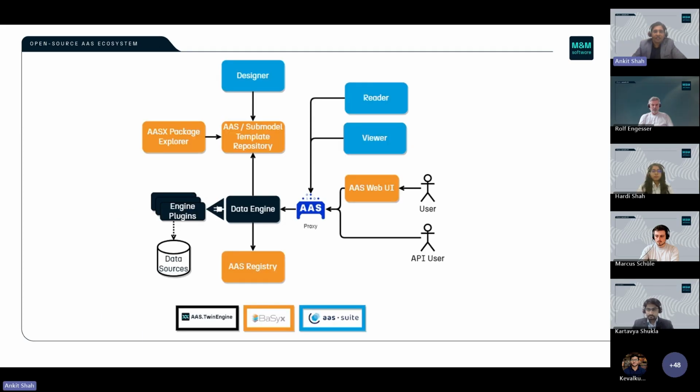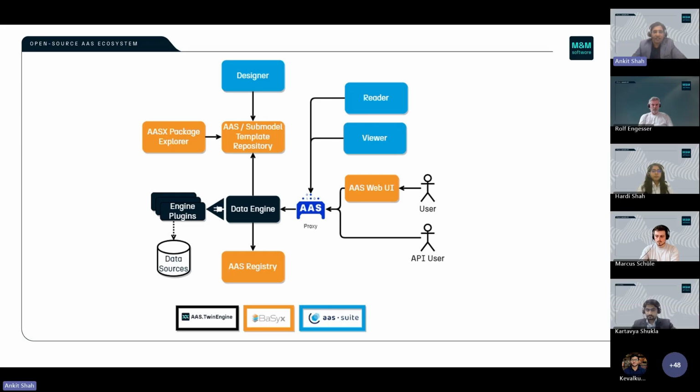So this diagram shows that the AAS Twin is not an isolated component. It is designed to orchestrate and integrate with existing open source AAS tools. The orange components, if you see in the diagram, are Eclipse BaSyx based components. This includes the AAS submodel template repository, the AAS registry, and viewer tools such as the AAS Web UI. The data engine integrates with these components seamlessly and uses them for template management and registry services.